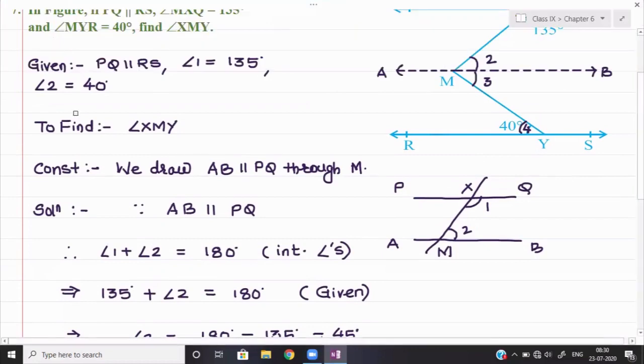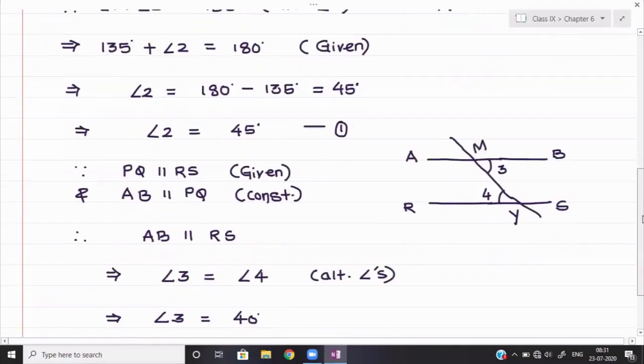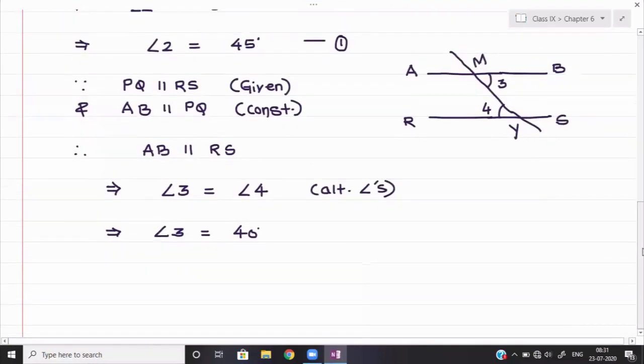Angle 2 I have given 2 times, so this we will mention as angle number 4. Okay, so angle number 4 is equal to 40 degree. In the figure also you can observe angle 4 is given as 40 degree. Now we'll go further. Angle 4's value I kept as 40 degree. This is my equation number 2.